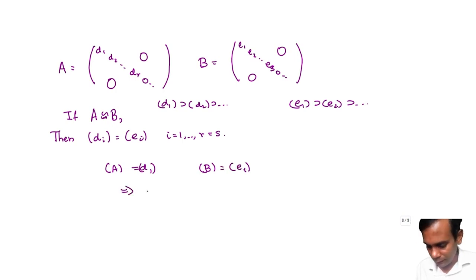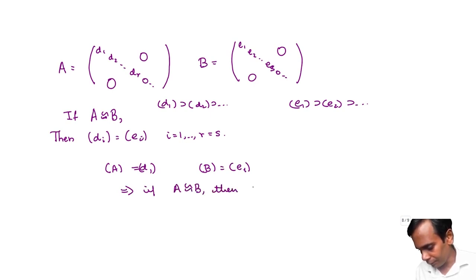So this implies that if A is equivalent to B, then the ideal generated by E1 is equal to the ideal generated by D1. So this proves a part of the assertion of the uniqueness of Smith canonical form. How are we going to show that the ideals generated by D2 and E2 are the same, for example? So we will use the following lemma.